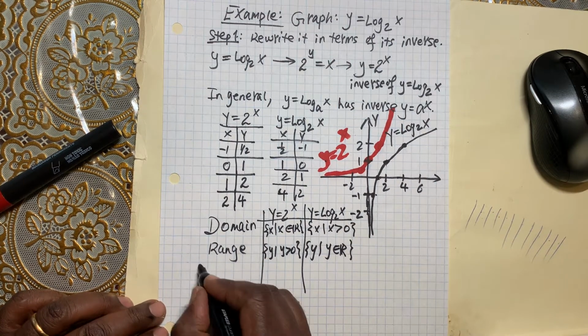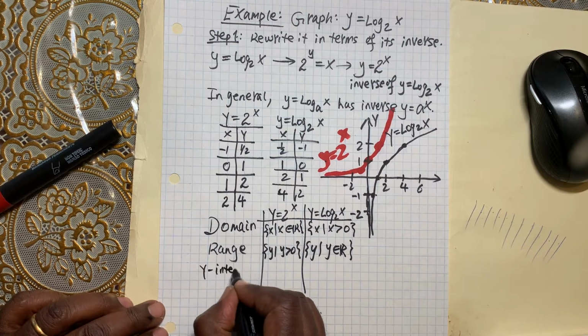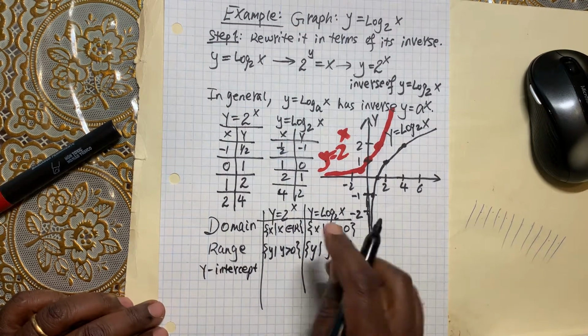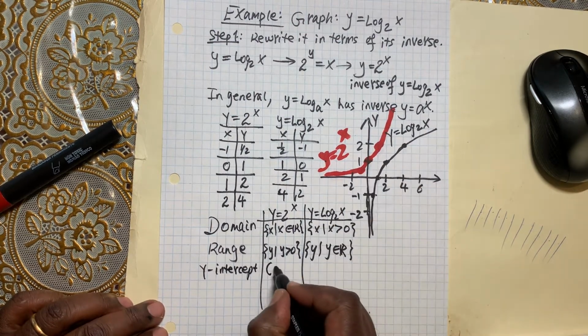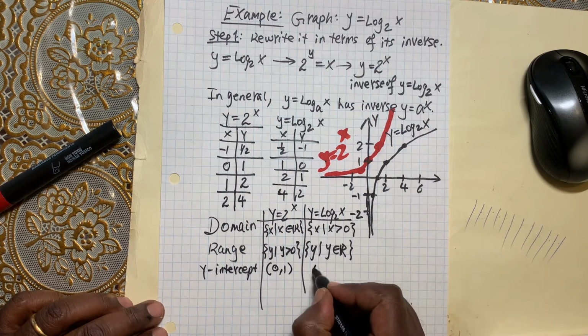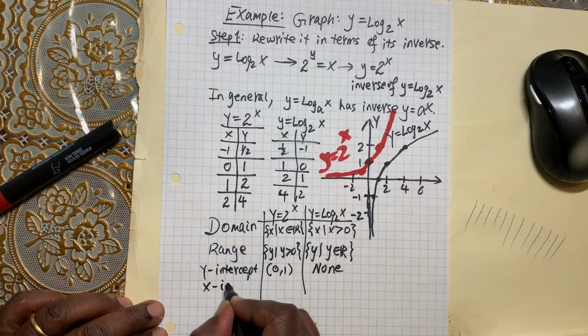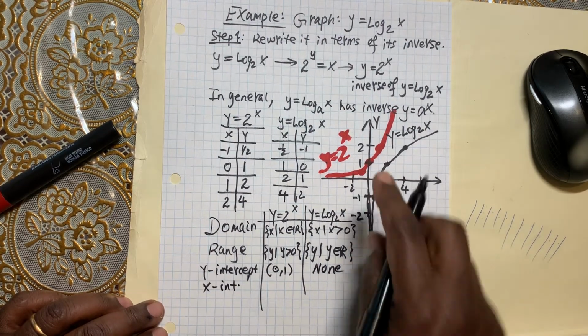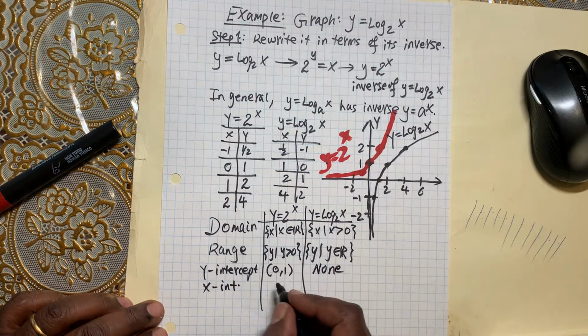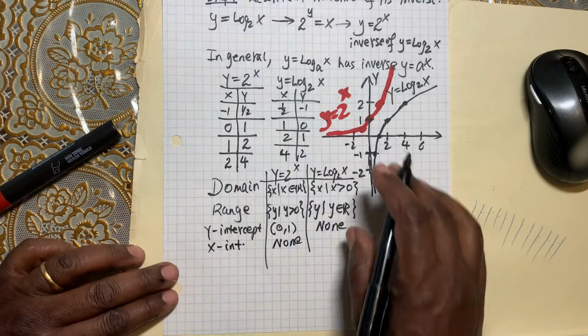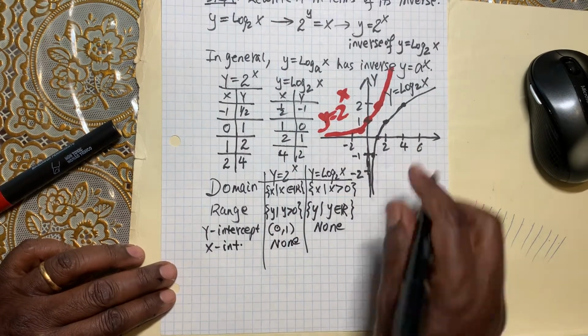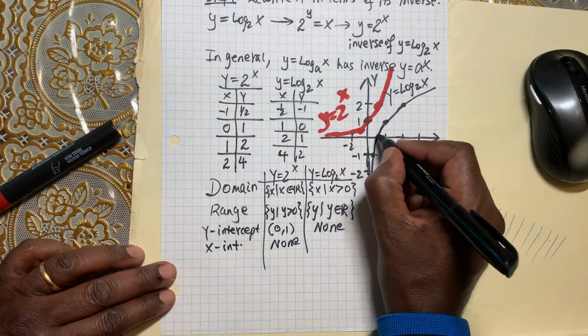If we see the y-intercept, for the exponential, the y-intercept is (0, 1). For the logarithmic, none. It doesn't have a y-intercept. The x-intercept for the exponential is none. But the logarithmic has (1, 0).